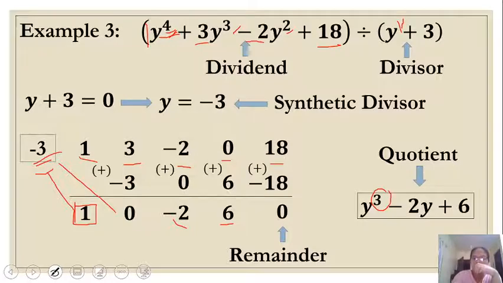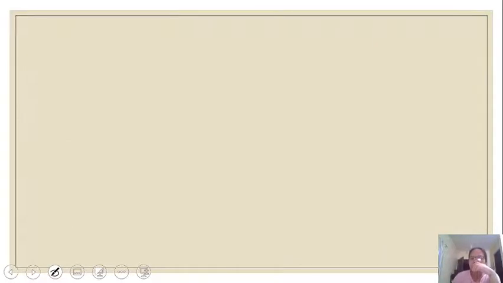That's y cubed. And then there's no quadratic term in here. There's no term having an exponent of 2. So we do not write it anymore there. Followed by the linear term, the coefficient is -2. That's why we write it here, -2y. And then the constant 6. So that's the answer. How about if there's a remainder?